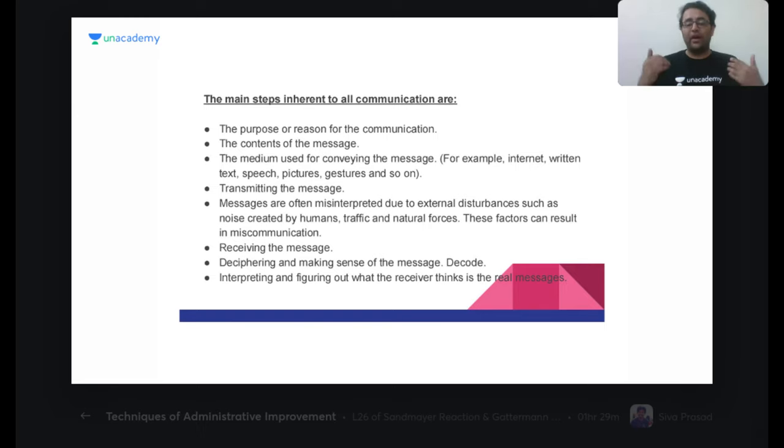And here the communication is two-way. When I explain something, you need to understand. If you do not understand, you ask me again. And if you do understand, you give me a thumbs up and you say, yes, sir, we have understood it.